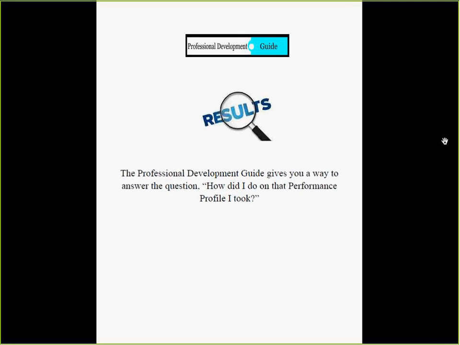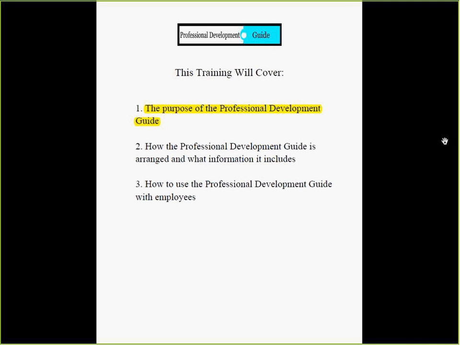The training today will cover the following: the purpose of the Professional Development Guide, or PDG; how the PDG report is arranged and what information it includes; and general suggestions about how to use the PDG with employees.